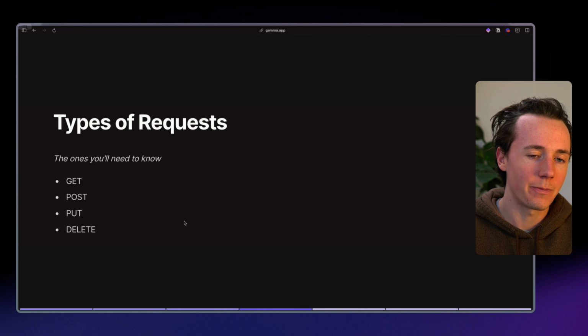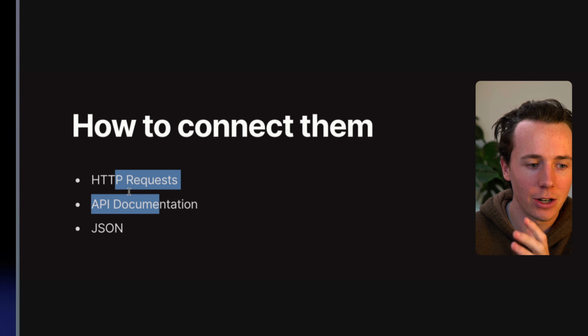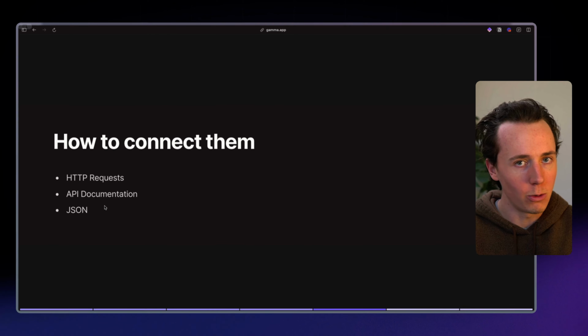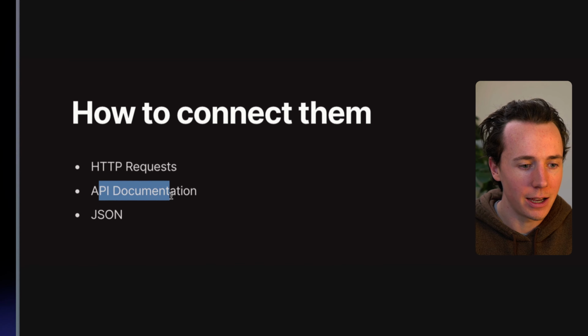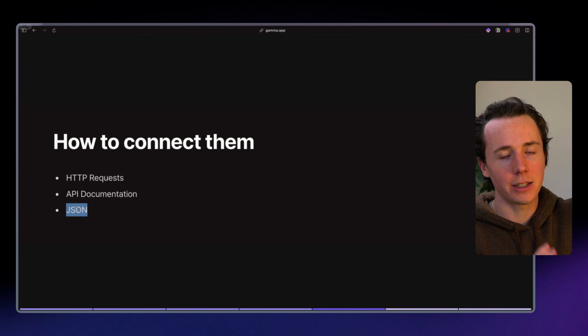Then a delete is pretty self-explanatory. So there's a couple different key terms or things you need to know. So there's HTTP requests, which is what we'll be setting up to create these APIs. And JSON is the way that you package the content in that API request.